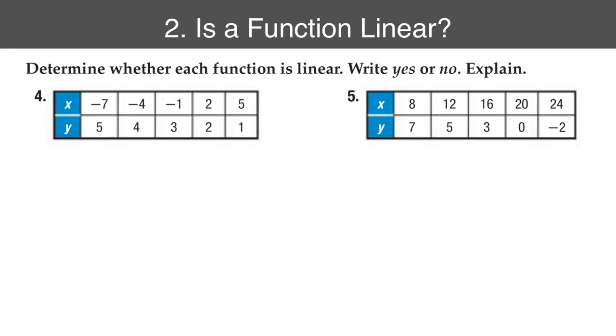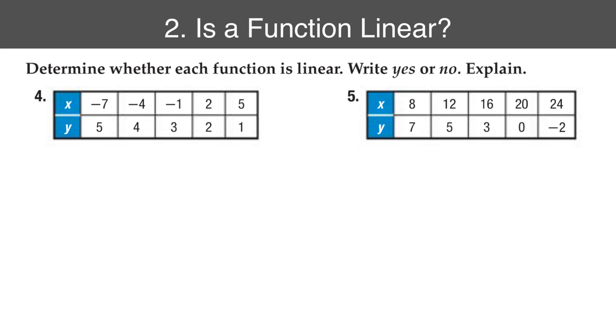The second thing in this section is we determine if functions are linear. So basically what's going to happen is they're going to give us tables and they're going to ask us, is it linear? And this is all you have to do. You go through the x column and you subtract each pair of numbers and see if it ever changes. If it doesn't, then you go down to the y and you subtract each pair of numbers and see if it changes. If it does change, the answer is no. If it never changes, the answer is yes, it is linear.